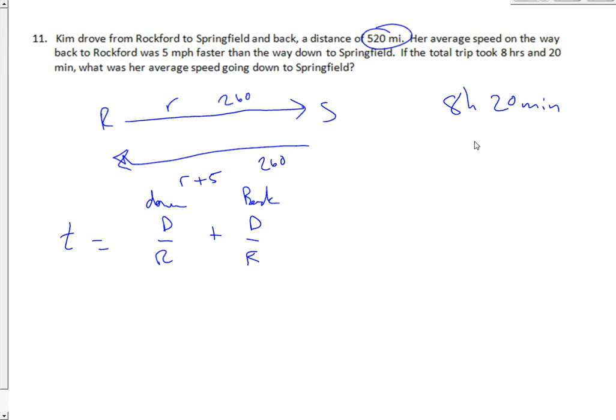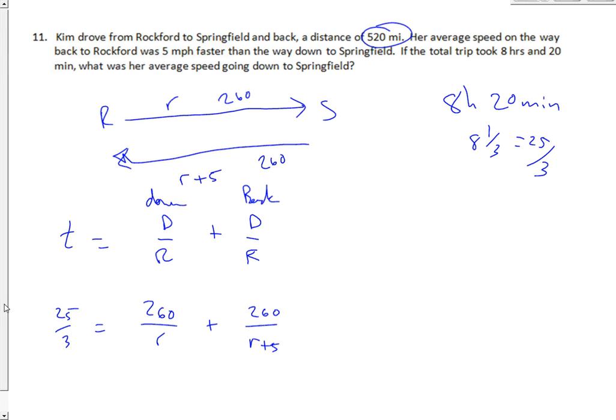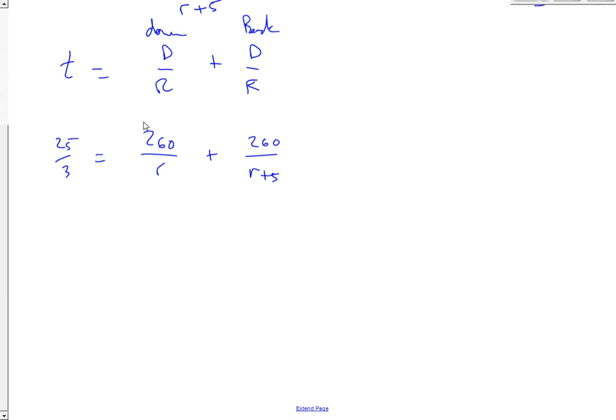Okay? So my total time, 8 hours and 20 minutes, I need to convert to hours only. That's going to be 8 1/3, which is 25 thirds. So 25 thirds is going to equal my distance down, which is 260, over my rate, r, plus my distance coming back, which is also 260 over my rate coming back, which is r plus 5. Now I have an equation to solve where I've got denominators, so I'm going to multiply by the common denominator of 3 times r times r plus 5.